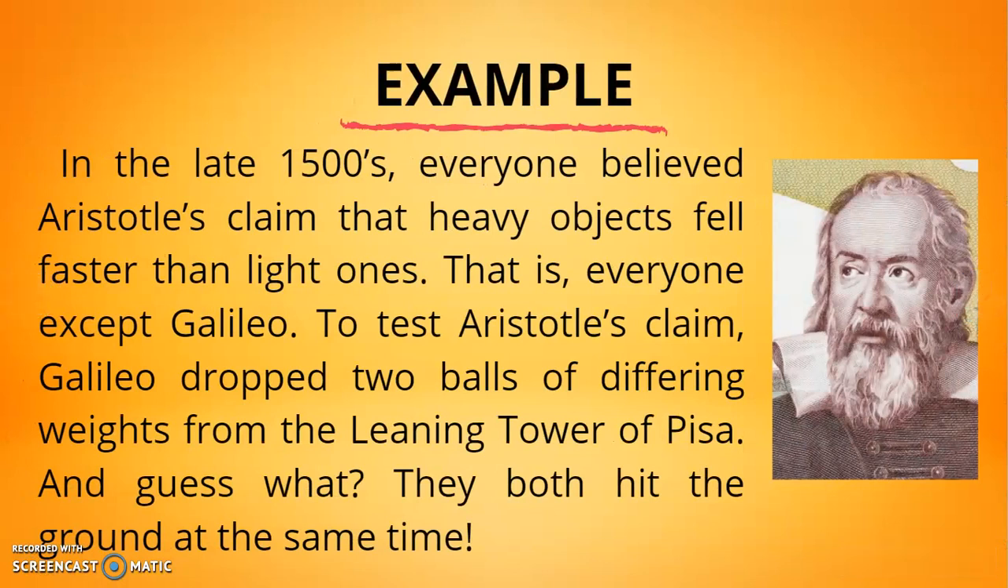An example of this one is in the late 1500s. Everyone believed Aristotle's claim that heavy objects fell faster than the light ones. That is, everyone except Galileo. So to test Aristotle's claim, Galileo dropped two balls of differing weights from the Leaning Tower of Pisa. And guess what? They both hit the ground at the same time.